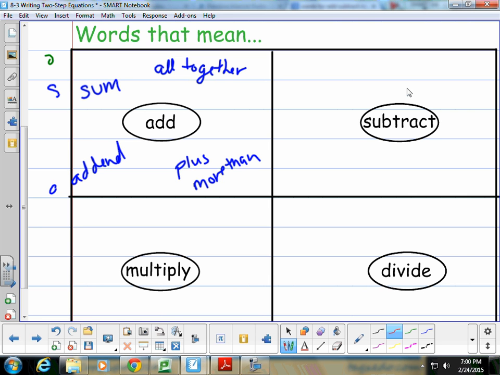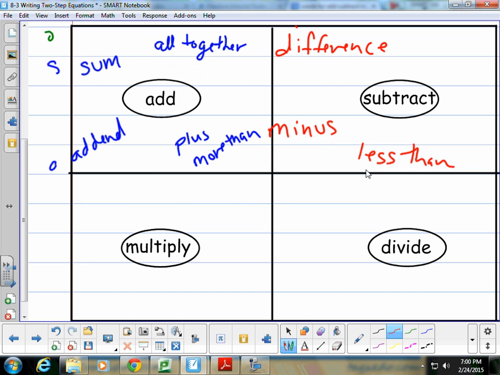Subtract. Big one. The answer to a subtraction problem is called the difference. You may just hear the word minus. Less than. What else? Different things that you can think of. Go ahead and write those in. Just giving you a couple. I want you to come up with some too. Process of thinking.